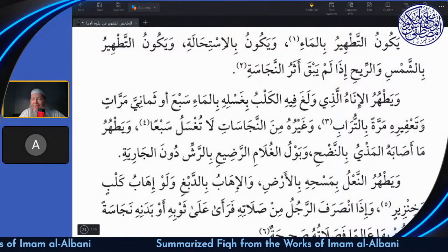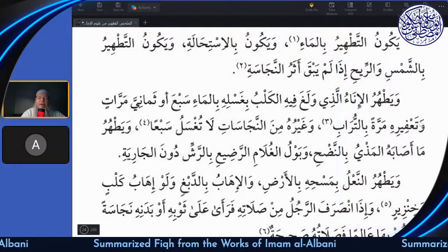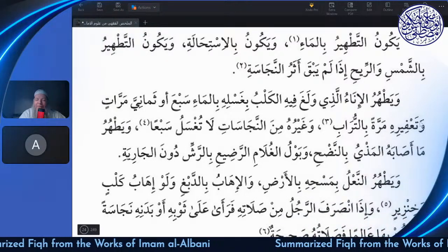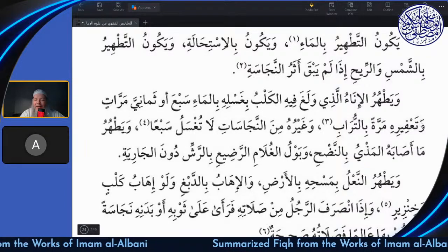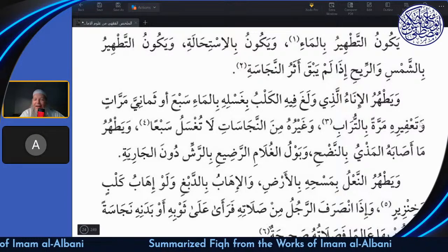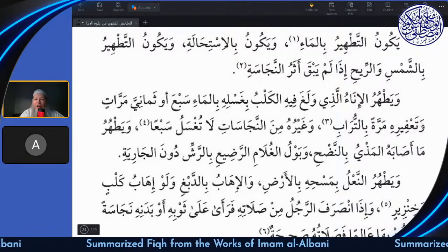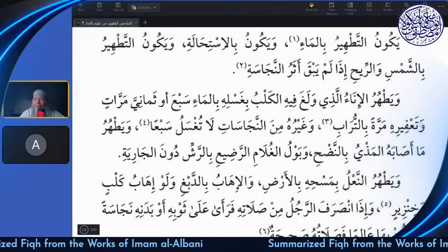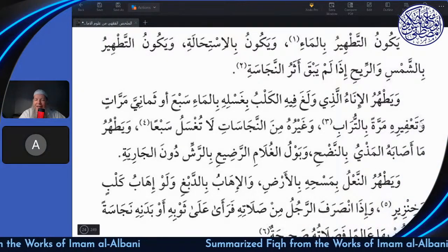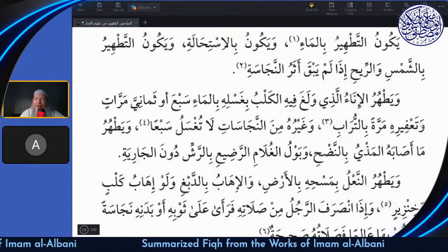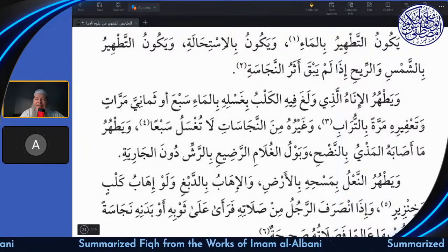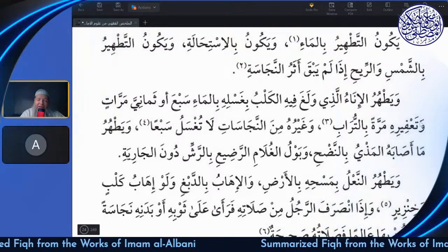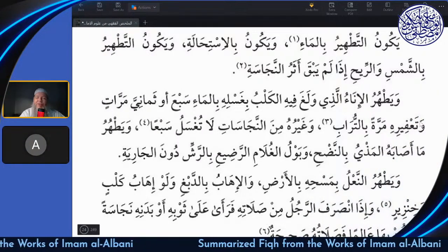And why does he say 7 or 8? Because there are different wordings of the hadith, right? وتعفيره مرة بالتراب, and covering one of them one time with dust, with dirt. It doesn't matter which time it is. Is it the first time? Is it the last time? Is it a middle time? It does not matter. And there are different narrations of the hadith which say the first time with dust.